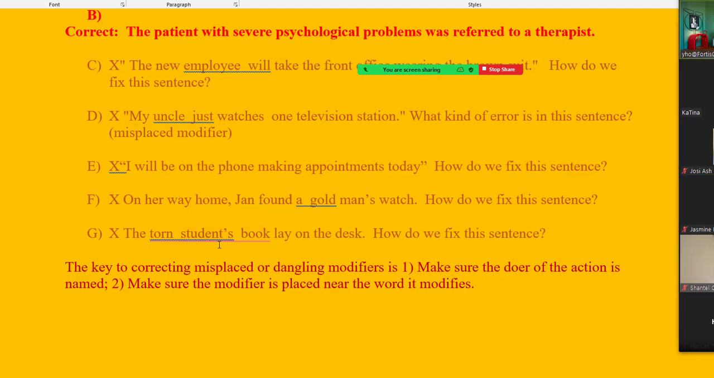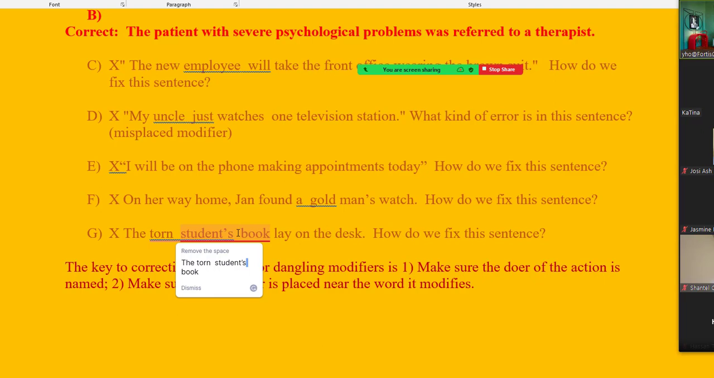The torn student's book lay on the desk. So I'm going to take one of my students and tear her into pieces. Is that what I'm doing? Or is it I'm going to tear the book apart? So therefore, the word torn needs to be here: the student's torn book. See, here you could tell that Grammarly is not always correct.